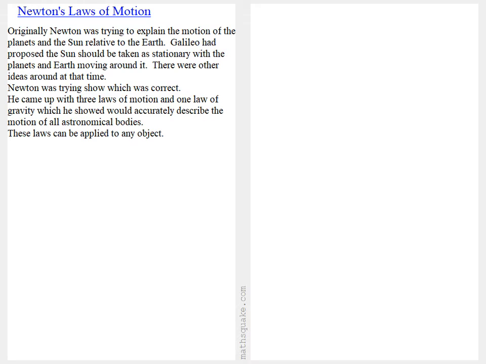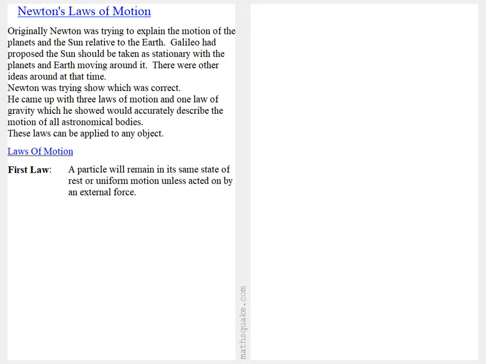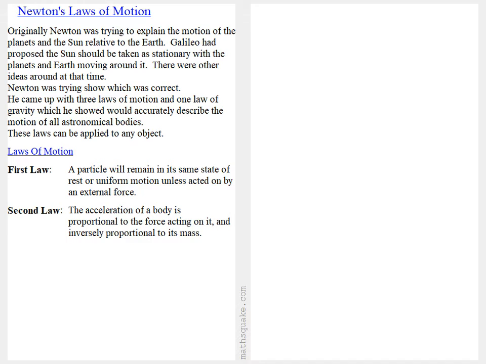to explain planetary motion. Now, the laws of motion are: the first law states a particle will remain in its same state of rest or uniform motion unless acted on by an external force. The second law states the acceleration of a body is proportional to the force acting on it and inversely proportional to its mass. And the third law states for every action, that is, for every force, there is an equal and opposite reaction.